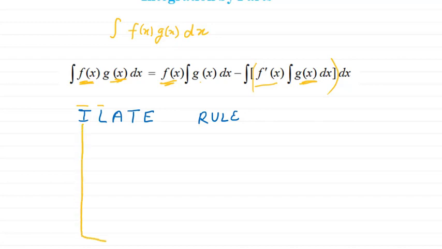I means all the inverse trigonometric functions. So all the inverse trigonometric functions can be taken as your first. You will take the functions in this order. If you get an inverse function, then the order will be 1, meaning that function can be taken as first function. And the second one is L. L means functions like logs, the logarithm function.